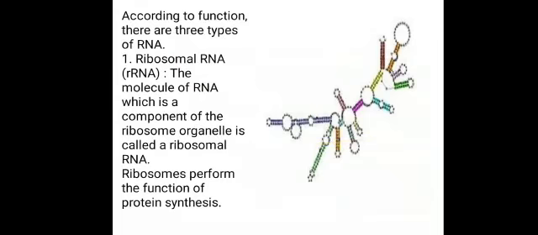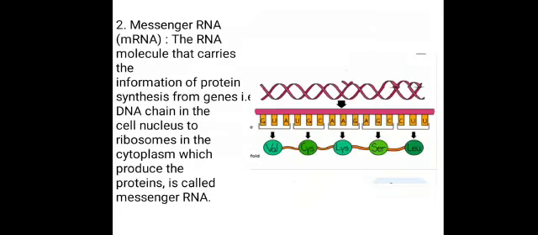According to the functions, the first one is rRNA, that is ribosomal RNA. The RNA molecule which is a component of the ribosome organelle is called ribosomal RNA. The ribosome performs the function of protein synthesis. So it is very useful for us in passing the hereditary character from one generation to another generation.